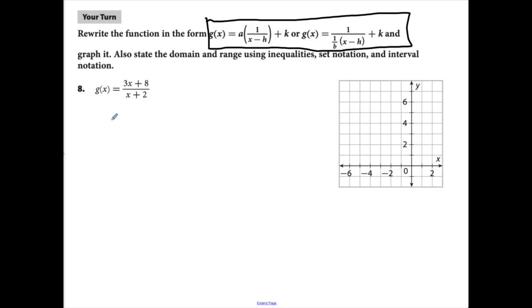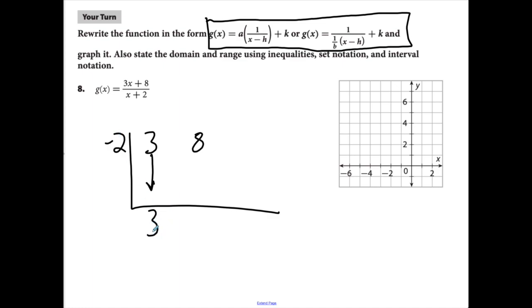All right, folks, so I think I'm going to use the bus on this one. So I set up my negative 2 here. I put my 3 and my 8. I'm going to drop my 3 down. Multiply by the negative 2. That gives me negative 6. Add through. That gives me 2. So I have a quotient of 3 and a remainder of 2.